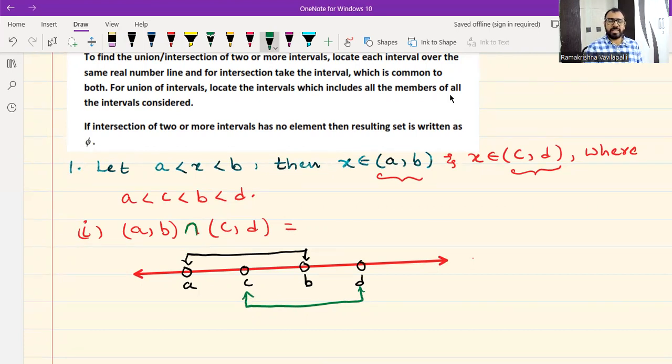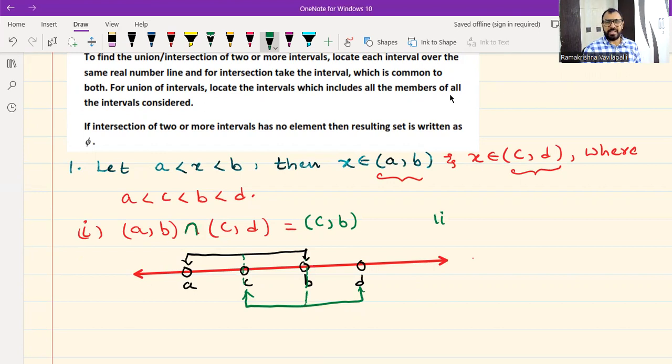Intersection means we have to take the common values. Observe here, these are the common values, the overlapping of the two lines. So this is nothing but C to B. Wherever you find the common lines, from that boundary you have to consider. So C to B values are common to open interval A comma B and open interval C comma D.